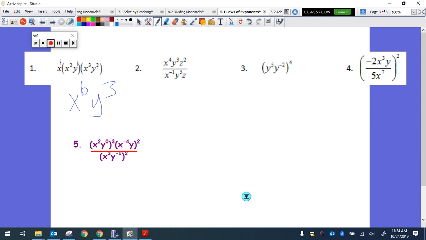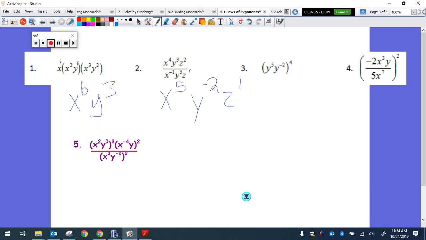Number 2, they're dividing. The rule is if they divide, you subtract. So if I subtract my x's, I would get x to the 5th, because 4 minus negative 1 is 5. If I subtract my y's, I would get negative 2. 3 minus 5 is negative 2. If I subtract my z's, I would get z to the 1st.